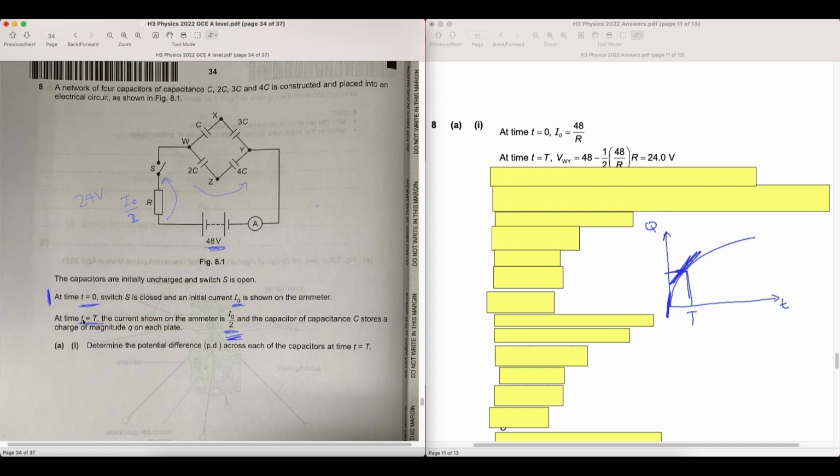That means at time t equals big T, the voltage drop across the capacitor is 24 volts, which is 48 minus 24. Now we know the total voltage drop from W to Y. How can we find the PD across each of the capacitors? Because they will be different due to the different capacitances.